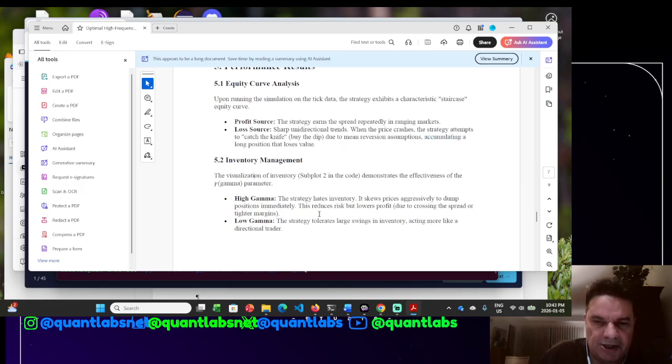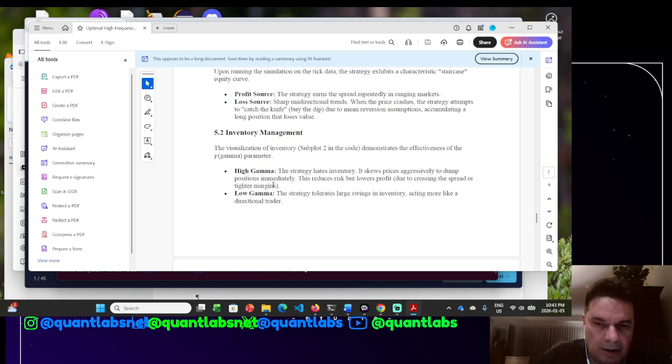Okay, so inventory management. The second subplot of the code shows the effectiveness of the gamma parameter. With high gamma, the strategy hates inventory. It skews prices aggressively to dump positions immediately.